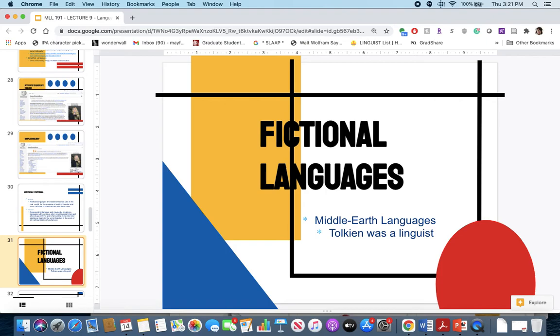Some of the fictional languages you probably already know, especially if you've read Lord of the Rings, right? So, these Middle Earth languages: Tolkien was a linguist, and true fact, he wrote the Lord of the Rings books because he had written this entire language before. After he wrote the language, he was like, well, I wrote the language, so might as well write a book about it. The same thing if you've ever read Dune, Frank Herbert's Dune. He wrote this language of the Fremen people, and then wrote the book.